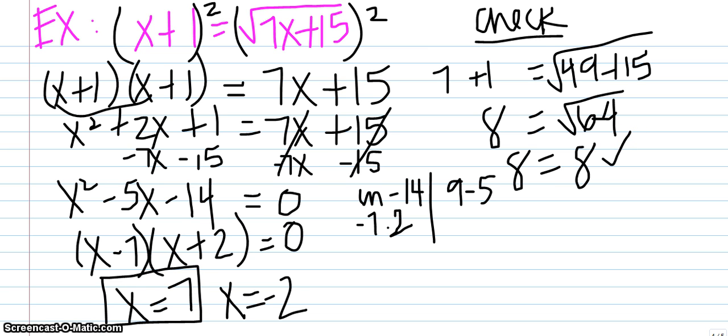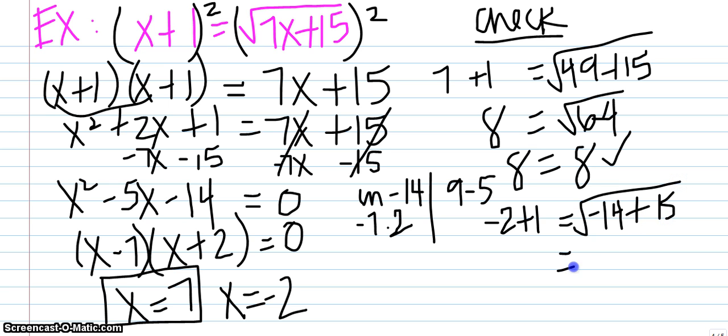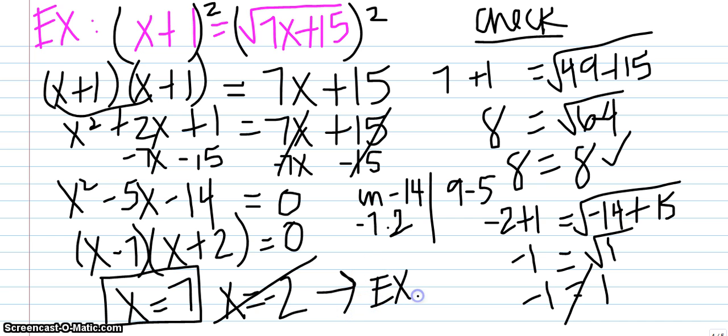Now I need to check my negative 2. So I have a negative 2 plus 1 is equal to 7 times negative 2, which is negative 14, plus 15, and the square root of that. So that would be the square root of 1. Negative 2 plus 1 is a negative 1. Well, the square root of 1 is 1, so 1 equals negative 1, and that is not a true statement, so this is an extraneous solution. So my only solution is x is equal to 7.